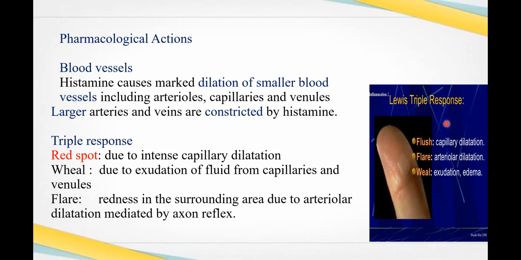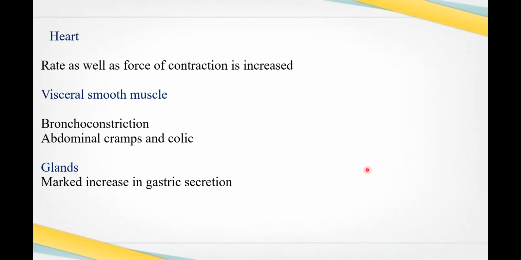Then the triple response. You have already studied what the triple response is. It is the Lewis triple response: flush, flare, and wheal. The flush is because of capillary dilatation. The flare is because of arteriolar dilatation. The wheal is edema. That is everything caused by histamine, so that is called the triple response.